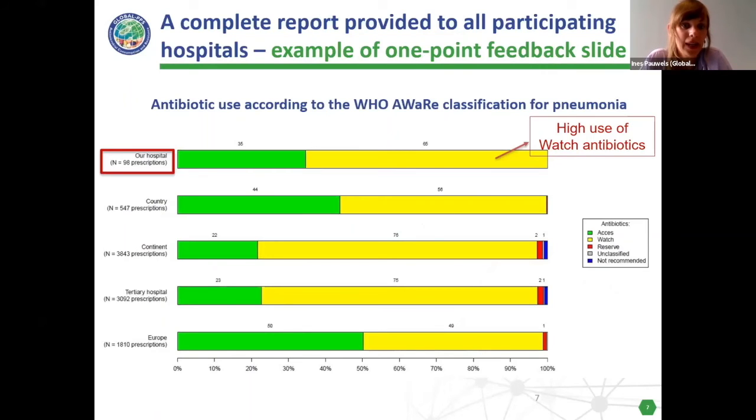This is an example again of a feedback slide you get after you have entered Global PPS data. This is a slide specifically for pneumonia. You see for this hospital, I don't think you can read the percentages, but I will read them out to you. In this hospital, 65% of all the antibiotic prescriptions for pneumonia were for Watch antibiotics, and 35% were for Access antibiotics, and there were no Reserve antibiotics in this hospital. And then again below, you can see the benchmarking data.